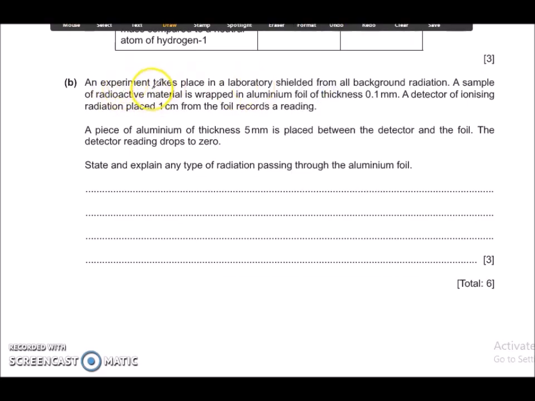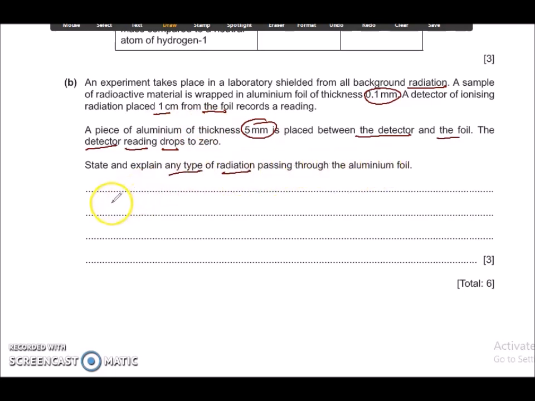Okay, so an experiment takes place in a laboratory shielded from all background radiation. A sample material is wrapped in 0.1 mm foil. A detector of ionizing radiation is placed 1 cm from the foil. A piece of aluminium of thickness 5 mm is placed between the detector and the foil. The detector reading drops to 0. So state and explain any type of radiation passing through aluminium foil.